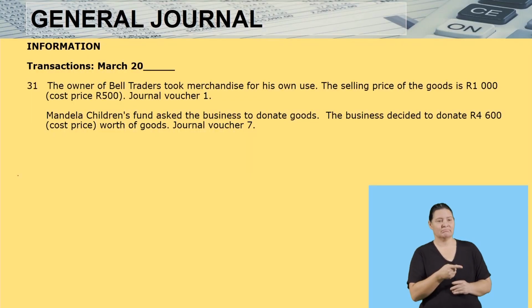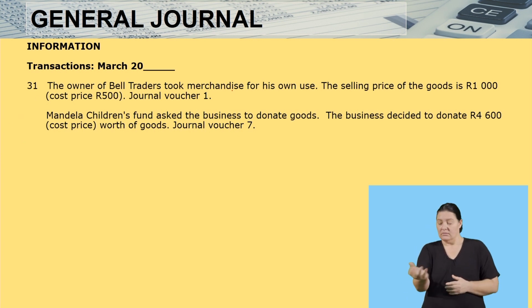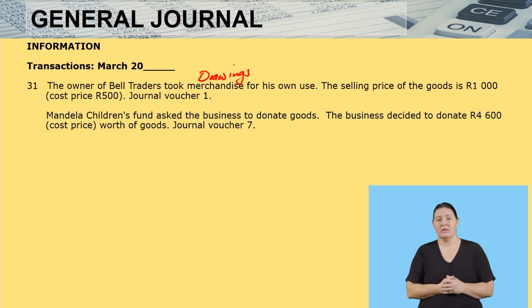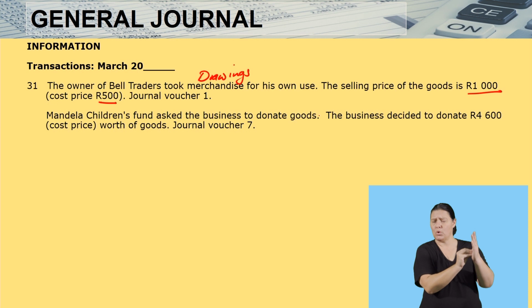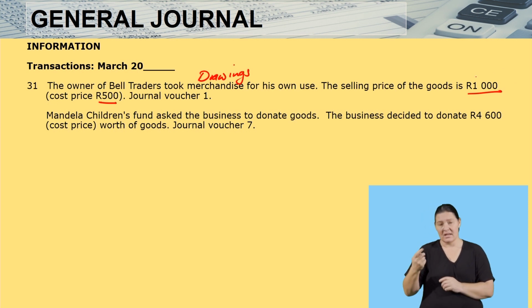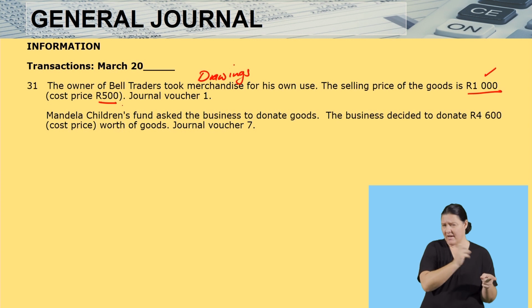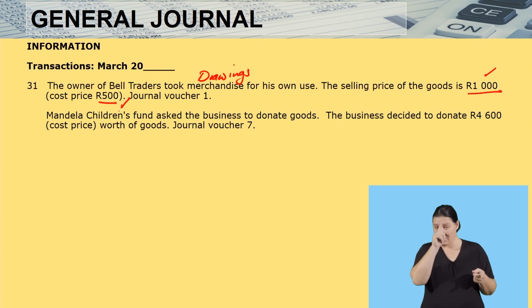Here we are given a transaction on the 31st, which says, the owner of Bell Traders took merchandise for his own use. So this already becomes what we call drawings. The selling price of the goods is 1,000 rands and the cost price is 500. Can I ask you a question? Which of these two amounts do you think we're going to record? The selling price of 1,000 or the cost price of 500? You remember what I told you a minute ago. Whenever we are recording donations or drawings, we record them on cost price.